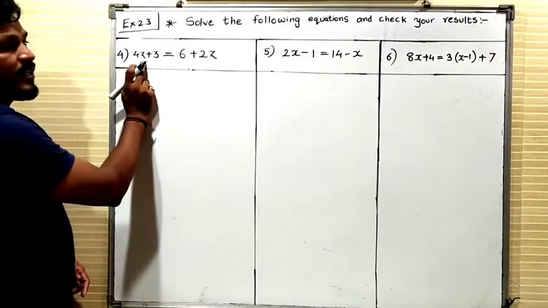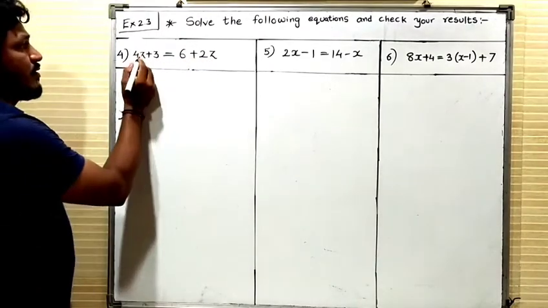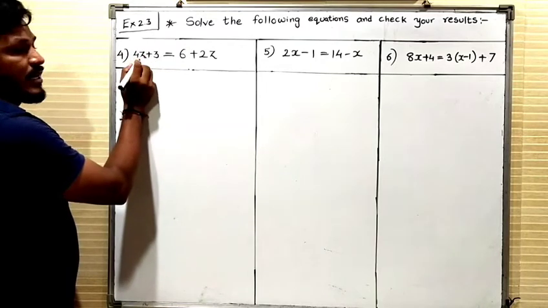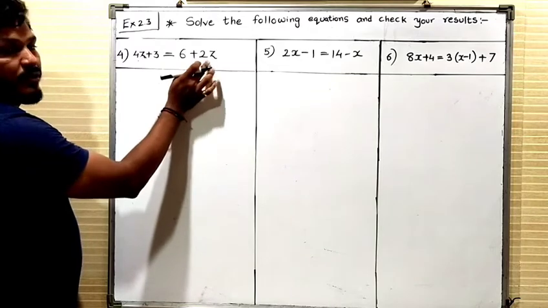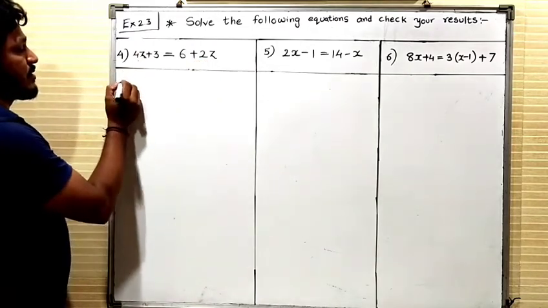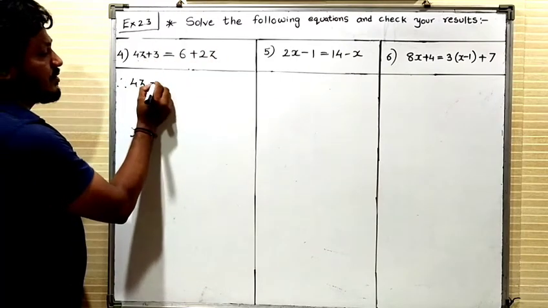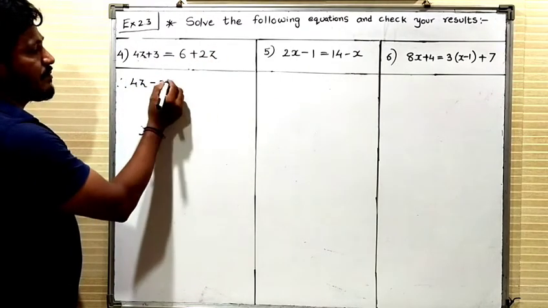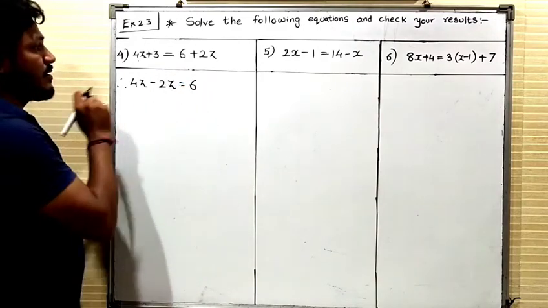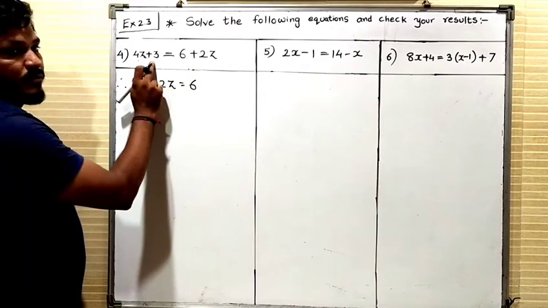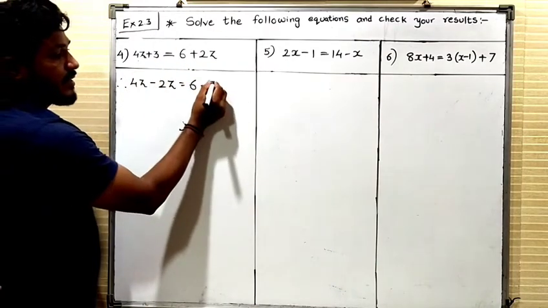Now let us do sum number 4, that is 4z plus 3 equals to 6 plus 2z. Dear student, this is a larger value with the variable, same variable. So what I will do, I will try to bring the smaller variable toward the larger. So therefore 4z, try to bring 2z toward your left hand side. 2z, the positive will become negative. Now write down 6 as it is. Now 6 is greater and 3 is smaller, so try to transpose this 3 toward your right. The positive 3 will become negative 3.